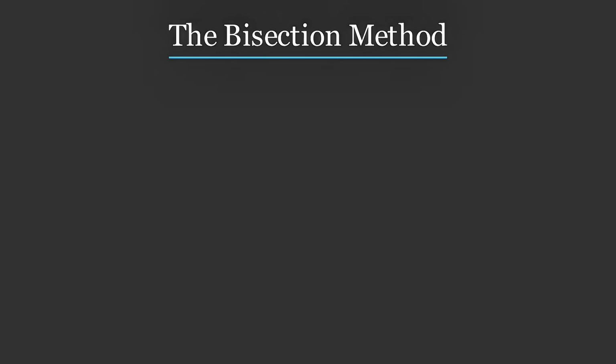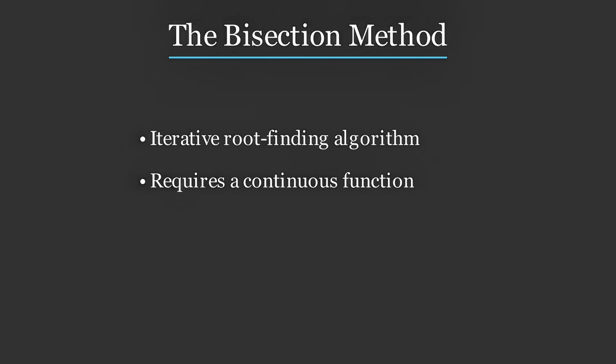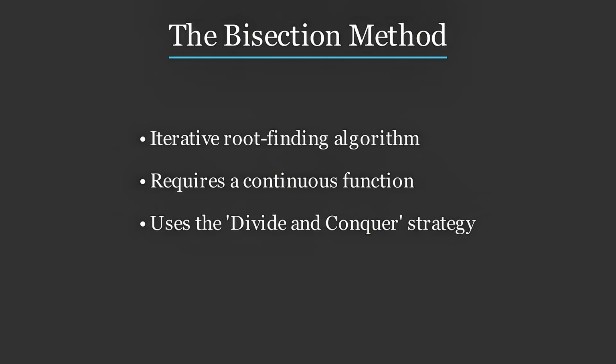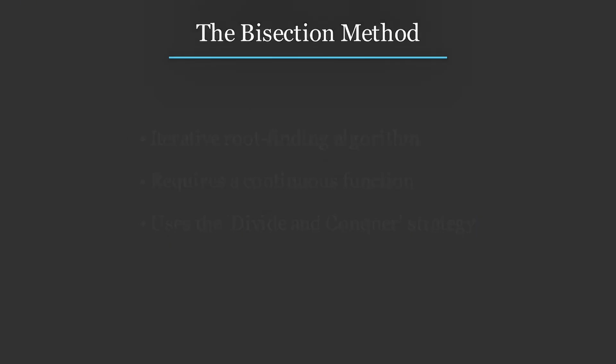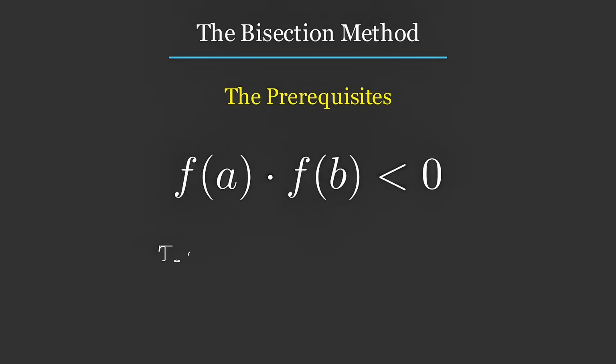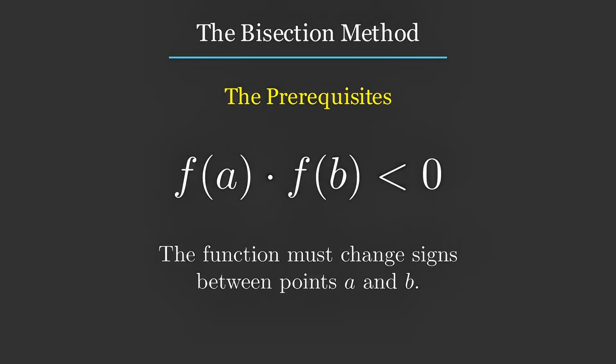The bisection method is an iterative root finding algorithm that requires a continuous function, and we will use the divide and conquer strategy. The prerequisites are that the function must change signs between points A and B.